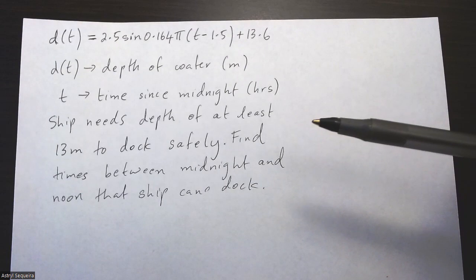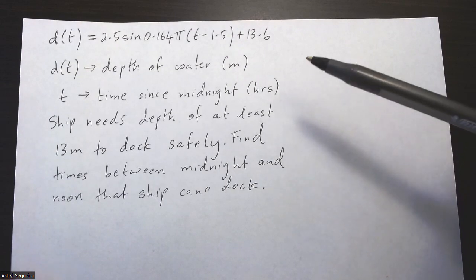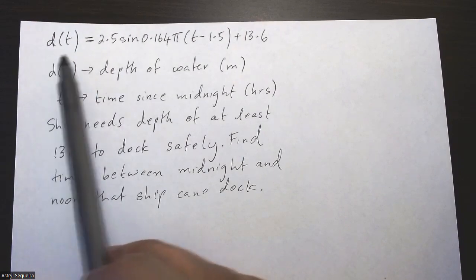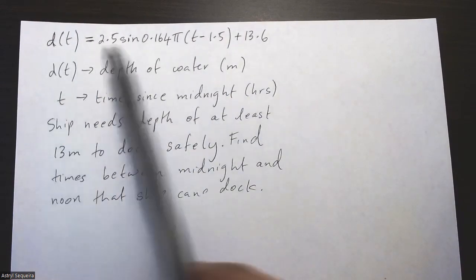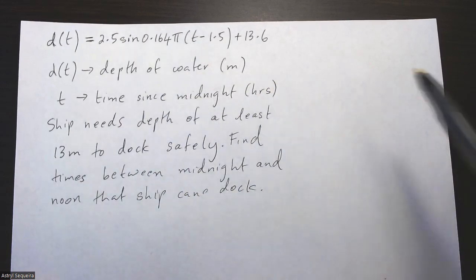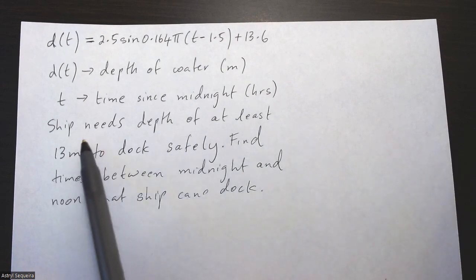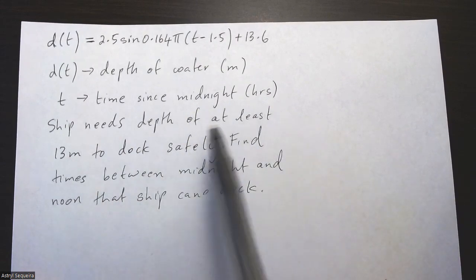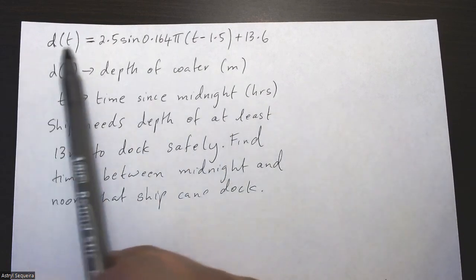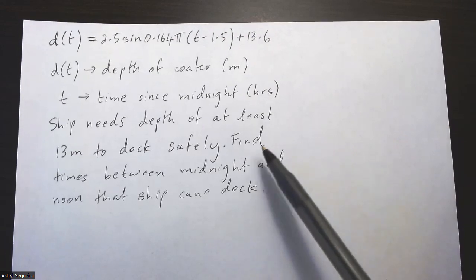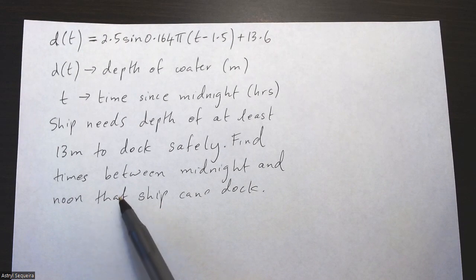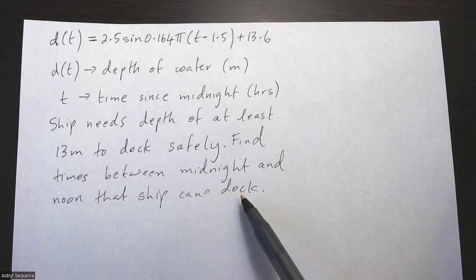All right, in this video, we are given this trigonometric word problem. Over here, we basically have the depth of the water given by this equation. It's in meters, where t is just the time since midnight in hours. And we have a ship that needs a depth of at least 13 meters to dock safely. So the depth has to be 13 meters or above. And we need to find the times between midnight and noon that the ship can dock safely.